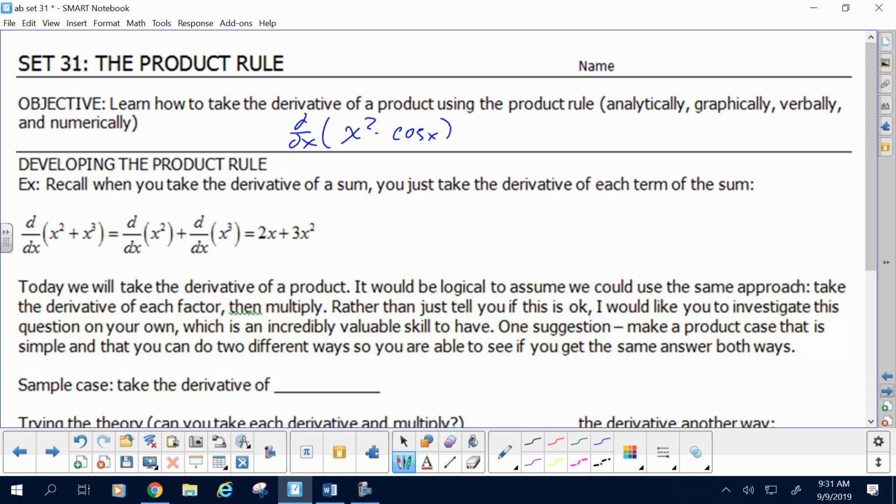Now, it would be very logical as a hypothesis to do just what we did for sums. Remember when we did sums, that when we took the derivative of a sum, we just said, oh, you just take the derivative of each piece and add. So the derivative of x squared plus x cubed is just the derivative of x squared plus the derivative of x cubed. And it was 2x plus 3x squared, and we're all good to go. Right? Okay?